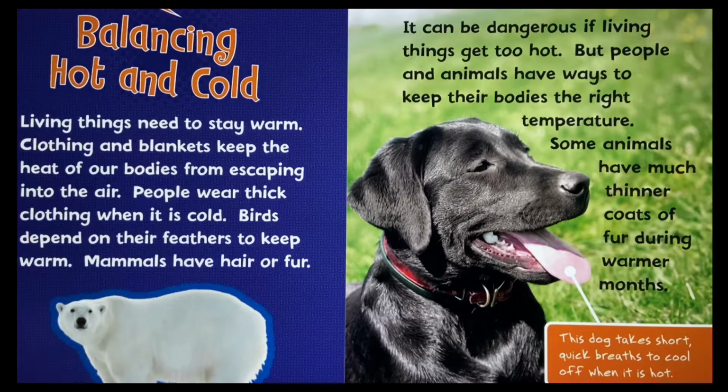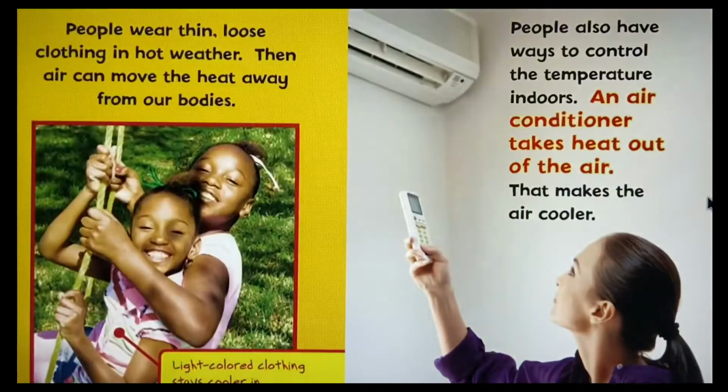It can be dangerous if living things get too hot, but people and animals have ways to keep their bodies the right temperature. Some animals have much thinner coats of fur during warmer months. This dog takes short, quick breaths to cool off when it's hot. People wear thin, loose clothing in hot weather. Then air can move the heat away from our bodies. Light-colored clothing stays cooler in sunlight than dark clothing does.